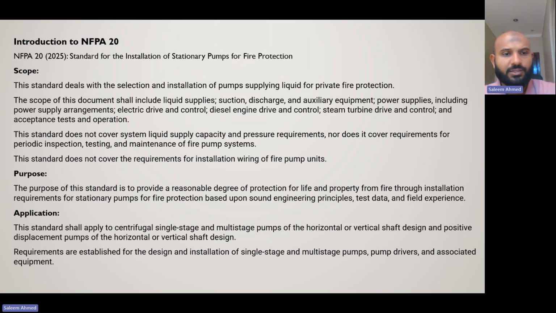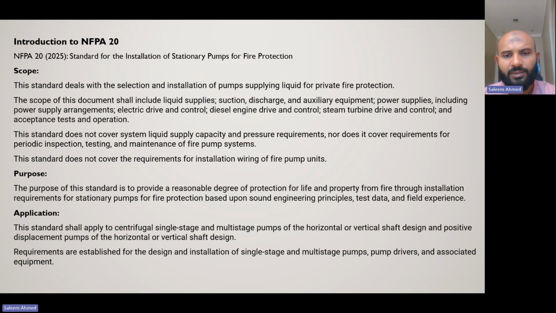The purpose of this standard is to provide a reasonable degree of protection for life and property from fire, through the installation requirements for stationary pumps for fire protection, based upon sound engineering principles, test data, and field experience. Application: the standard shall apply to centrifugal, single-stage, and multi-stage pumps of the horizontal and vertical shaft design, and positive displacement pumps of horizontal and vertical shaft design.